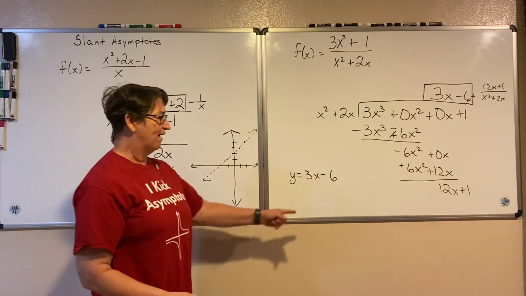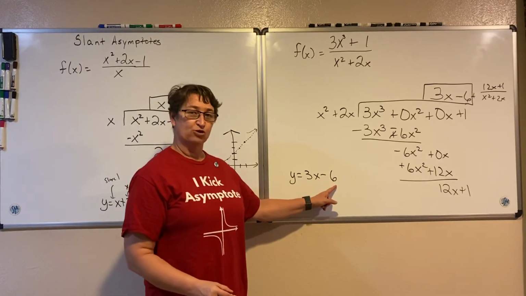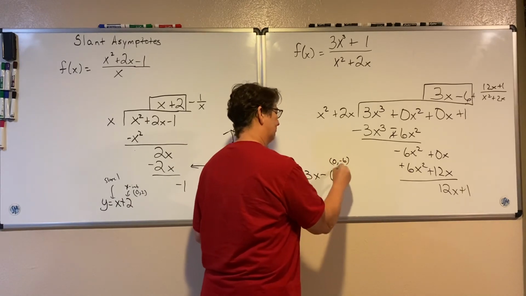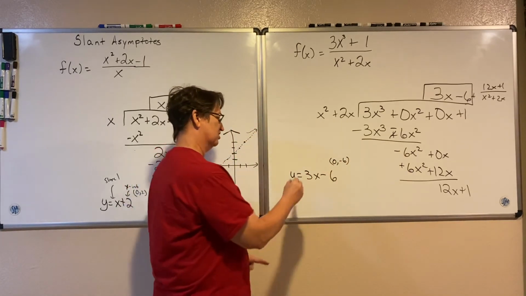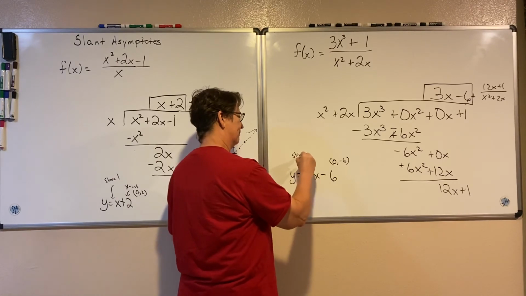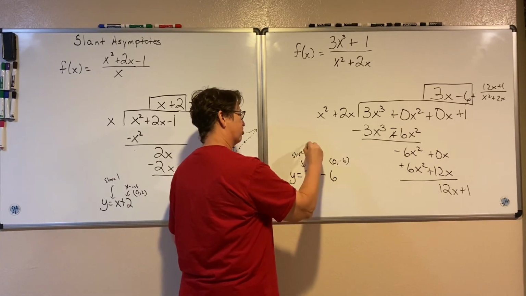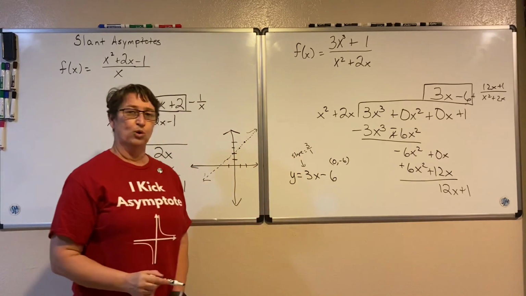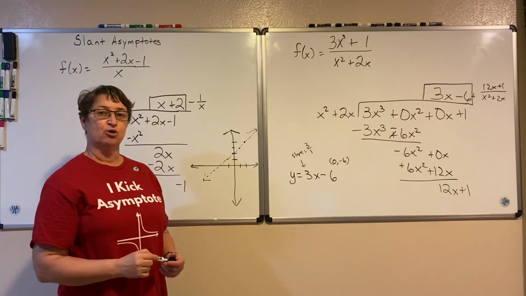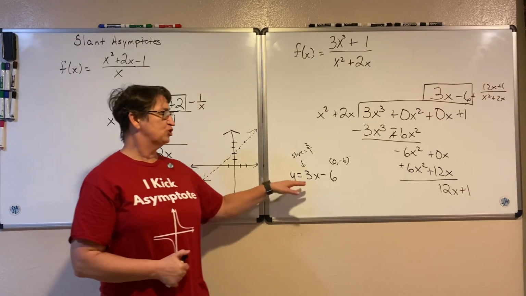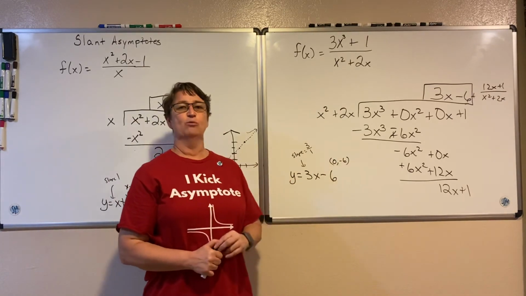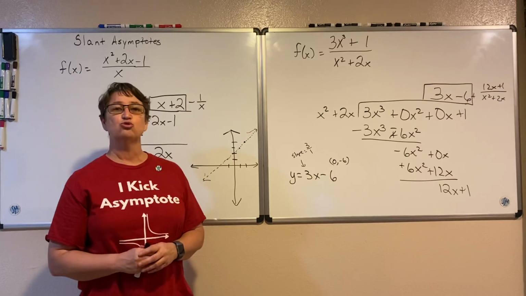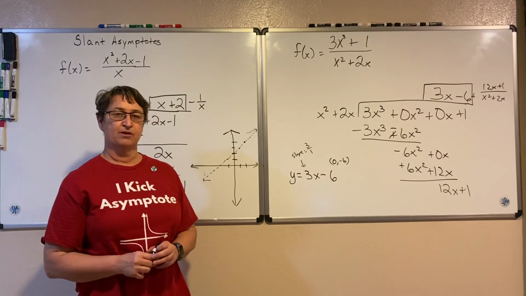And again, to graph that, this is my y-intercept, (0, -6) would be my y-intercept. And then from that, I would use my slope of 3. Remember, that's 3 over 1. I go up 3 and over 1 from that point. And I know that that linear equation is my slant asymptote, where I would expect my rational function when I graph it to get closer and closer to that on the ends.